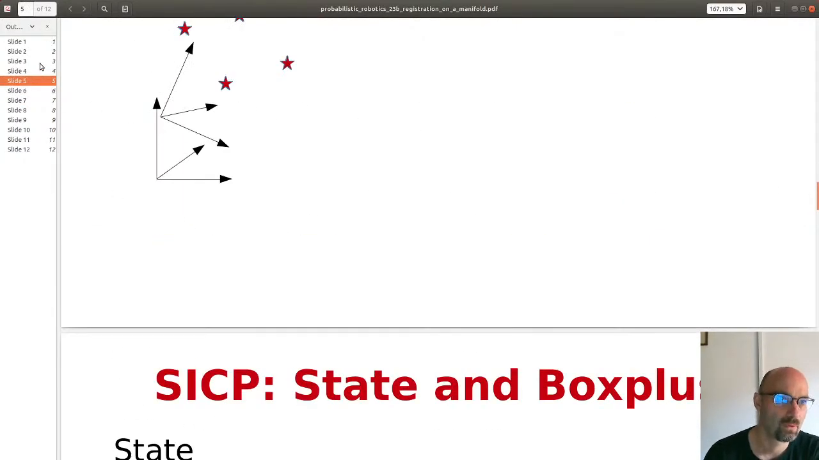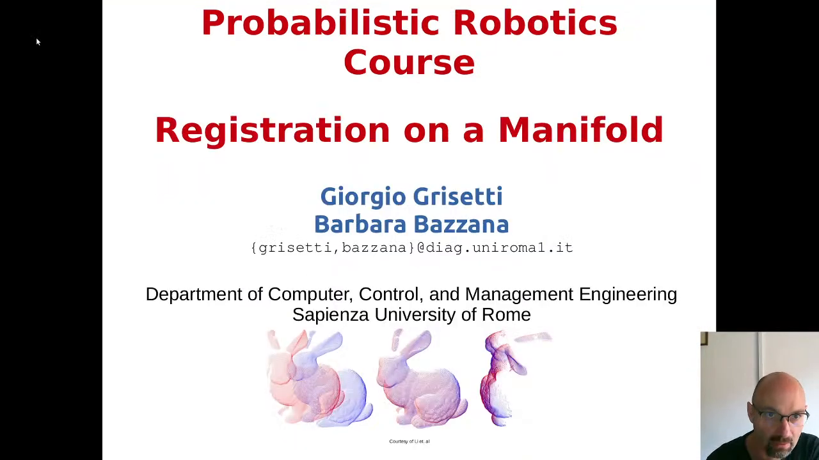So, welcome to this second part of probabilistic robotics. What Barbara has shown you before was a small wrap-up of what we encountered so far regarding least squares for problems with a small dimension of the state space. In particular, we have seen in action the formulation on the manifold.